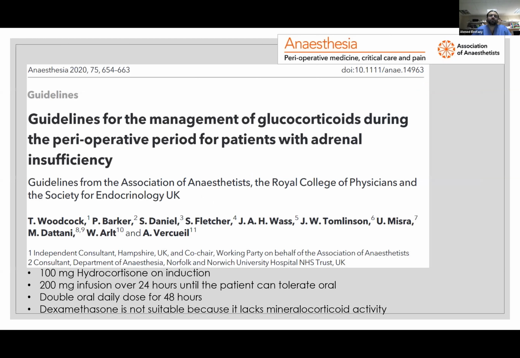That's why in 2020, and this is another recommendation to be read, it's very important, about management of glucocorticoids during the perioperative period for patients with adrenal insufficiency. The bottom line: when the patient comes to theater, 100 milligrams of hydrocortisone on induction, and then 200 milligrams of hydrocortisone to be infused over 24 hours until the patient can tolerate their oral medication back on. And when they have their oral medication back on, you double the dose for 48 hours, and then back to normal dose. Dexamethasone is not used because it lacks the mineralocorticoid activity. So even if it covers the cortisol, it will not cover the aldosterone function.